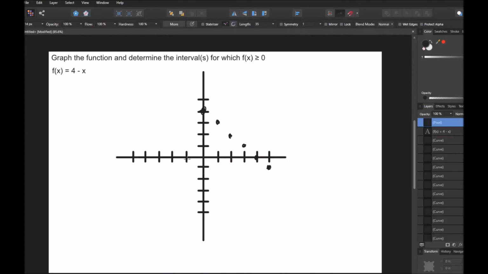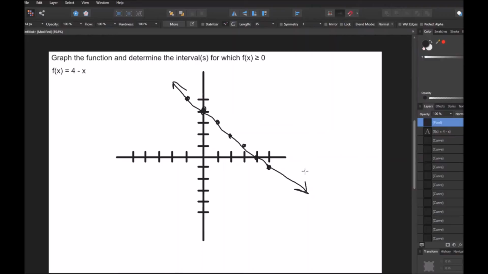Now if we continue over here to negative 1, 4 minus a negative 1 is the same thing as 4 plus 1, which is 5. So we're going to have a point right here, and at that point it's going to go off the graph after that, so I'm just going to stop there. I'm going to draw my rough line.